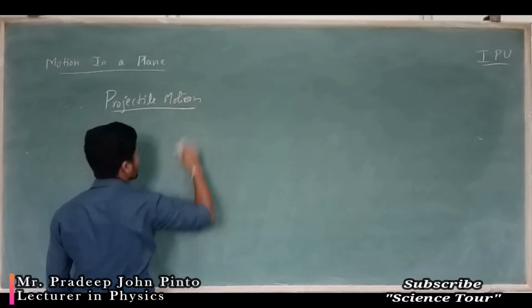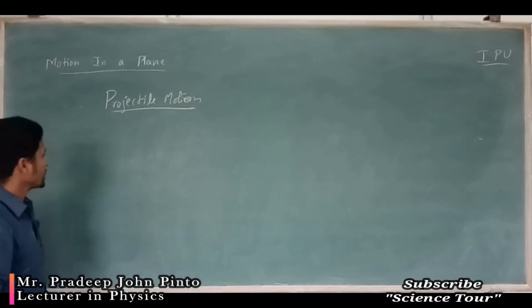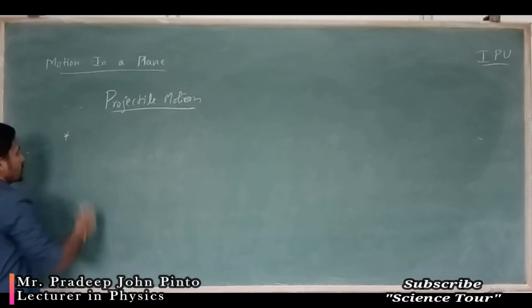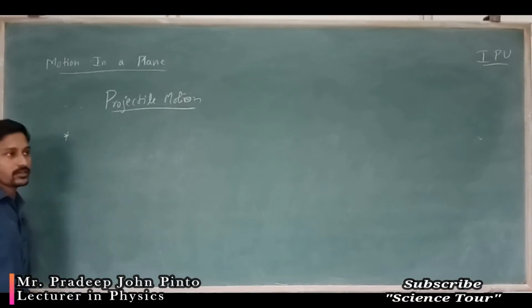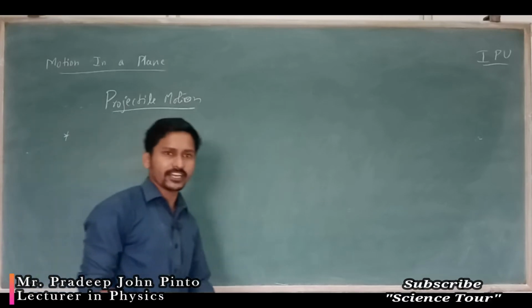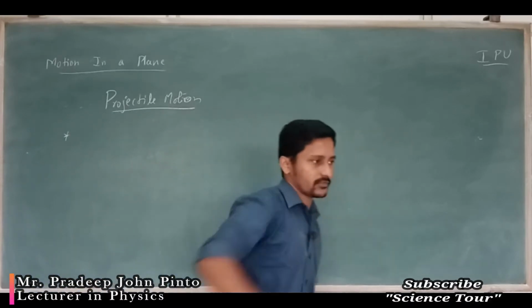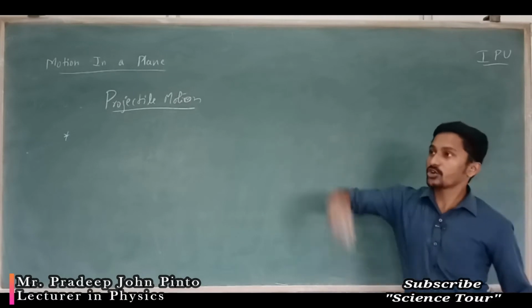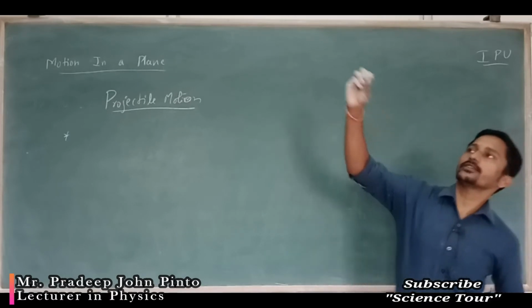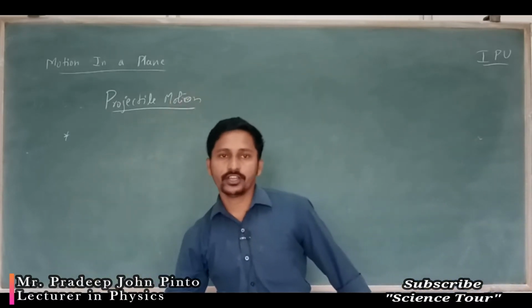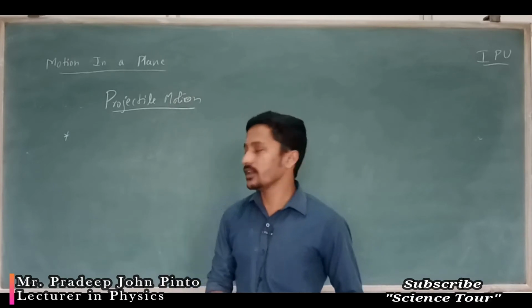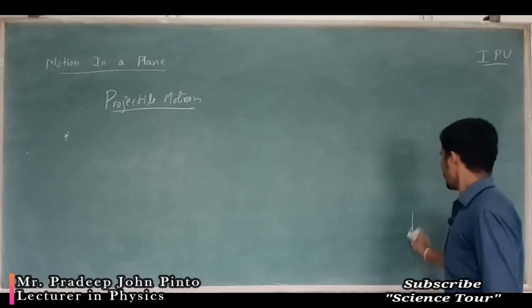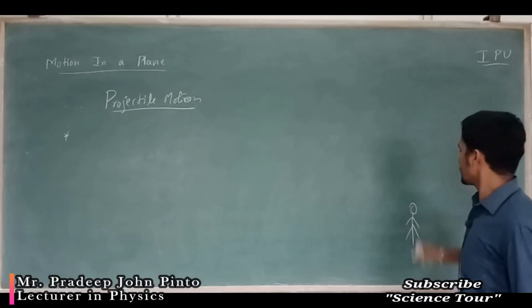What do you mean by projectile motion? A projectile is nothing but an object which is in flight after being thrown. Object which is in flight means what? It is flying. Okay, so you are going to throw a stone. After throwing it will be flying. So how will it fall? What path will it take?